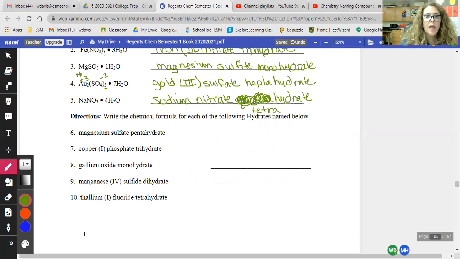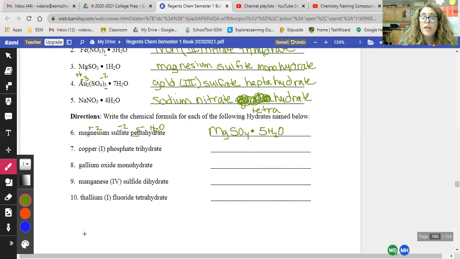Okay, tetrahydrate. Now I need to write the formula: symbols, charges, crisscross, and now we're going to do dot hydrates. I have Mg for magnesium, sulfate, SO4. My charges: +2 for the magnesium from the periodic table, -2 from table E. So it's MgSO4. Now I need to attach the pent, meaning 5, hydrate, meaning waters. So 5H2O.